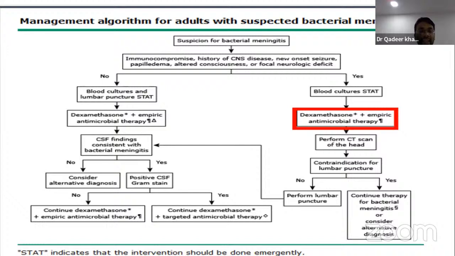And if the CSF findings were negative and not suggestive of meningitis, we considered an alternate diagnosis. If the blood cultures are positive, dexamethasone plus empirical antimicrobial therapy was given. We performed a CT head if there was any contraindication for lumbar puncture. If the lumbar puncture was positive, we continued the antimicrobial therapy along with the steroid.